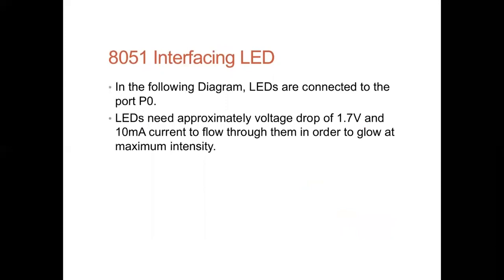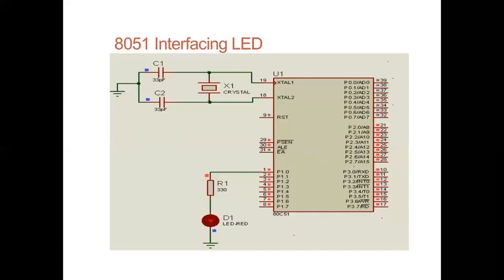In the following diagram, LEDs are connected to port P0. LEDs need approximately a voltage drop of 1.7 volts and 10 milliamp current to flow through them in order to glow at maximum intensity. So this is the diagram for 8051 interfacing LED.